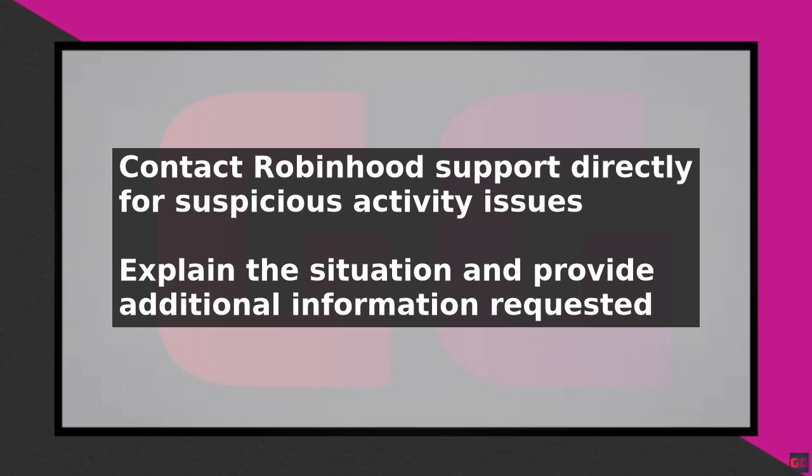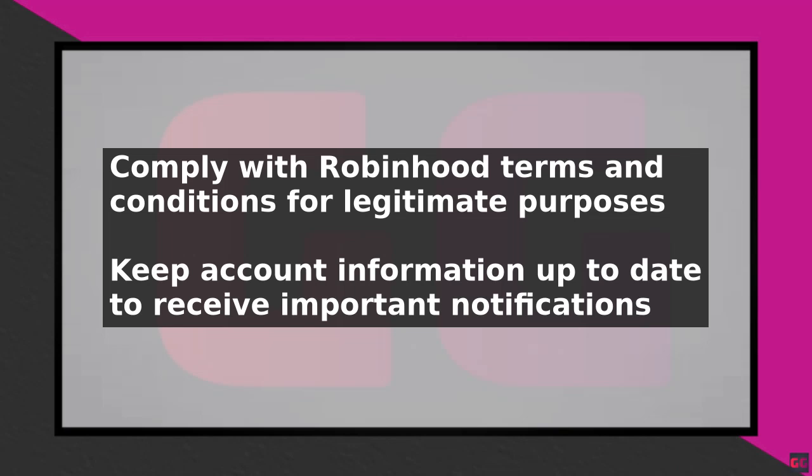To avoid restrictions in the future, ensure you comply with Robinhood's terms and conditions. This includes using your account for legitimate purposes, reporting any changes to your account information, and monitoring your account activity regularly. Additionally, keep your account information up to date, including your email address and phone number, to receive important notifications from Robinhood. By following these steps and maintaining a compliant account, you can resolve the restriction and continue using your Robinhood account without any issues.